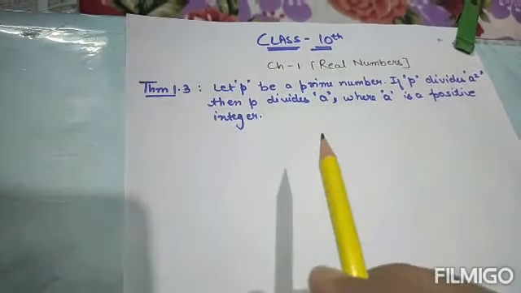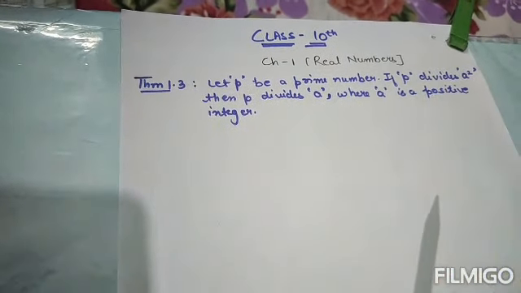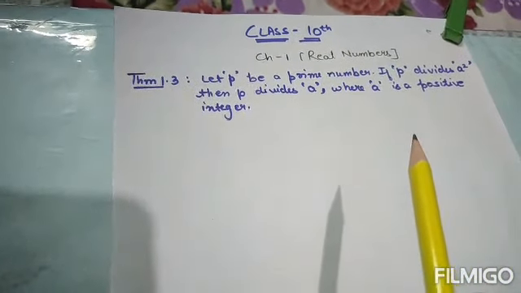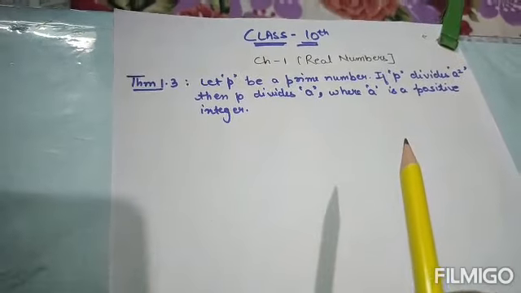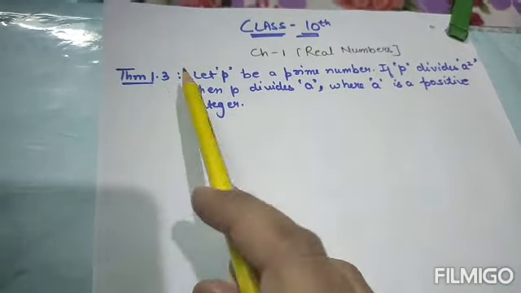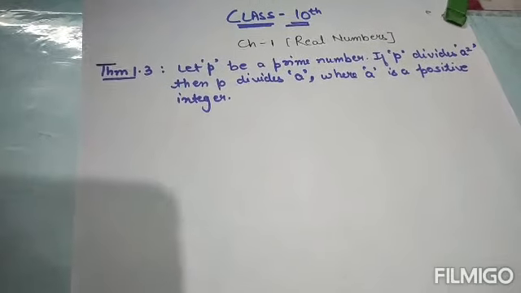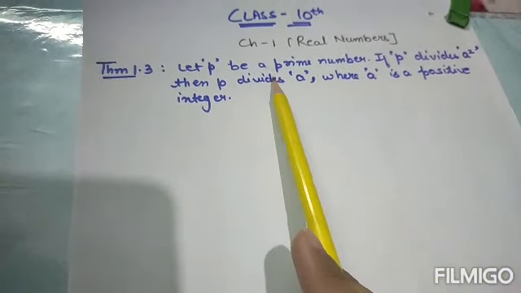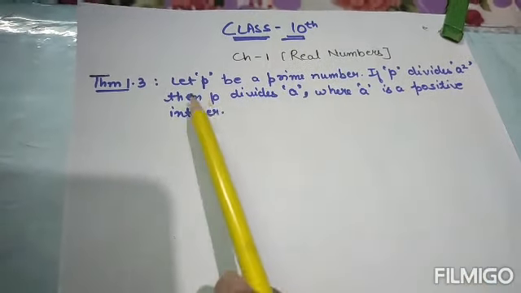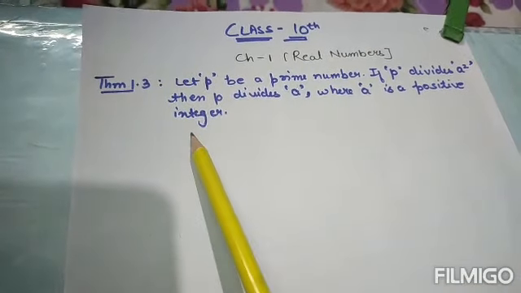So, this is our third class and we were doing chapter 1, real numbers. So, let's begin. As you all know, we have completed exercise 1.2 in our previous class. Now we have to move to exercise 1.3. But before that, we have to understand one theorem, theorem 1.3, which states: let P be a prime number. If P divides A square, then P divides A, where A is a positive integer.